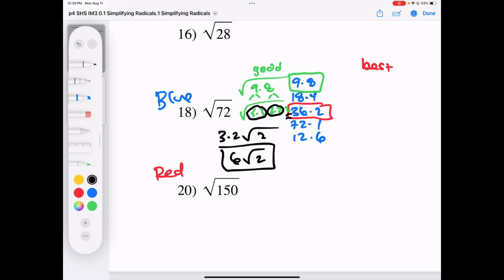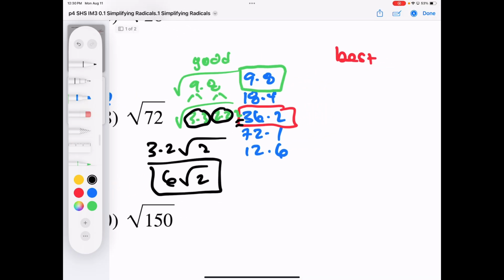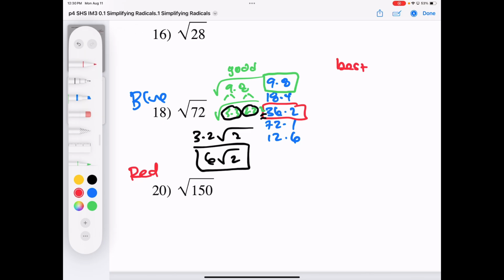Now, that one took me more steps, right? Sometimes math is not always about what's fastest, but more efficient. So let's look at the best one, 36 times 2. Class, what does that break down to? Oh, 36 is the largest perfect square. That's why it's the best. Oh, 6 and 6. Our 6 comes out. How many 6s do I write out here? Just 1.